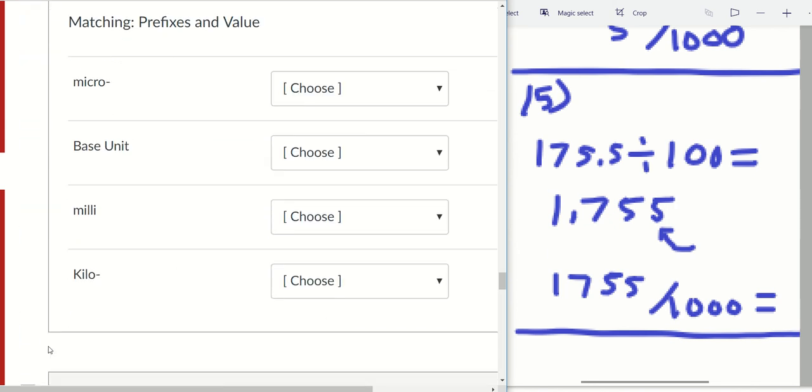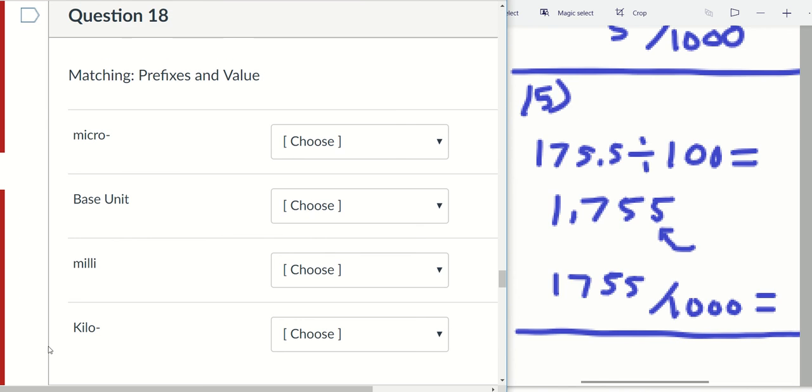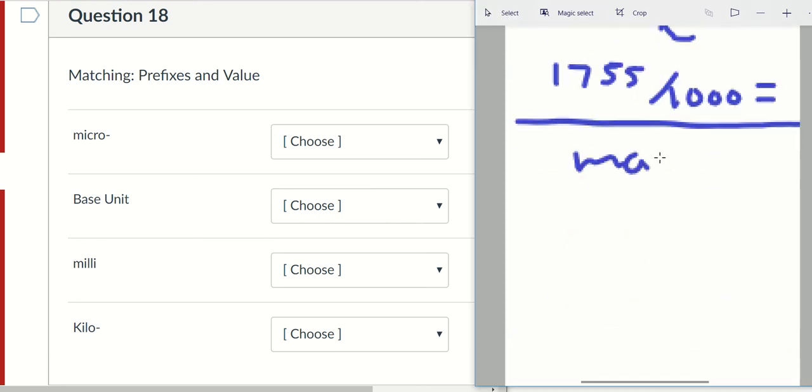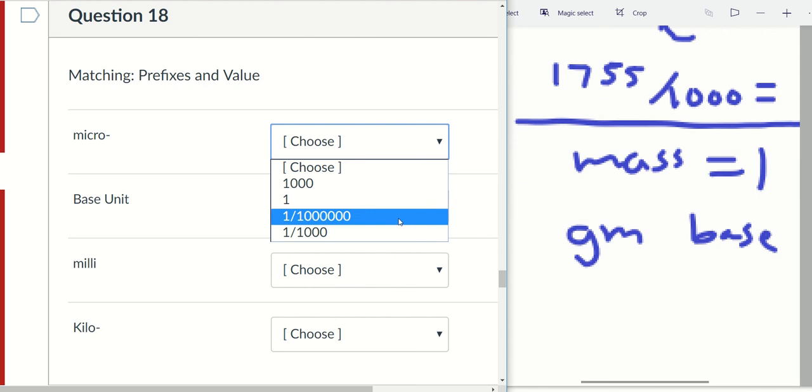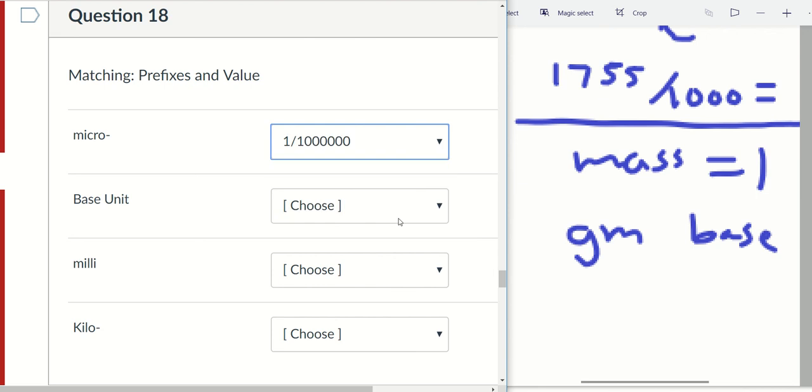All right, prefixes. Do they go at the beginning or at the end of a word root? Beginning. So our base unit for mass is going to be the gram, right? And that has a value of 1. So the base unit always has a value of 1. So that's our base. So what does micro mean? Really, really small. It's 1/1,000,000th.